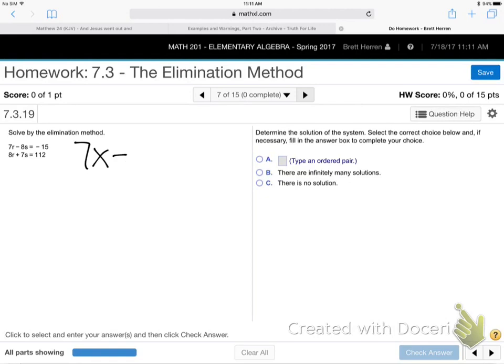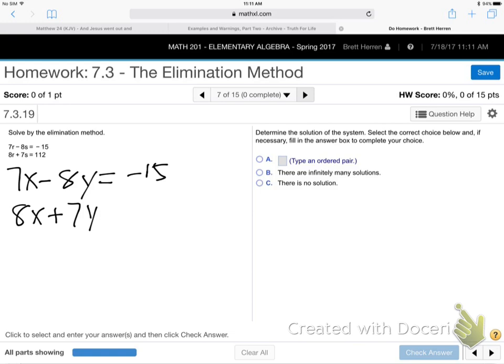So I'm going to make it x and y, even though the problem says R and S. My S's look like 5s, so I don't want to do that. Here, let me scoot it over a little bit. So 7x minus 8y is minus 15, and 8x plus 7y is 112. Okay. So same game, right? We're trying to make those y's become opposites.